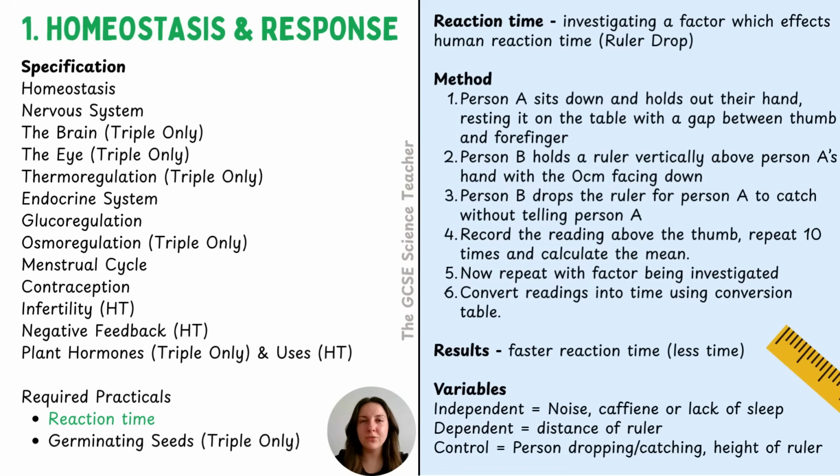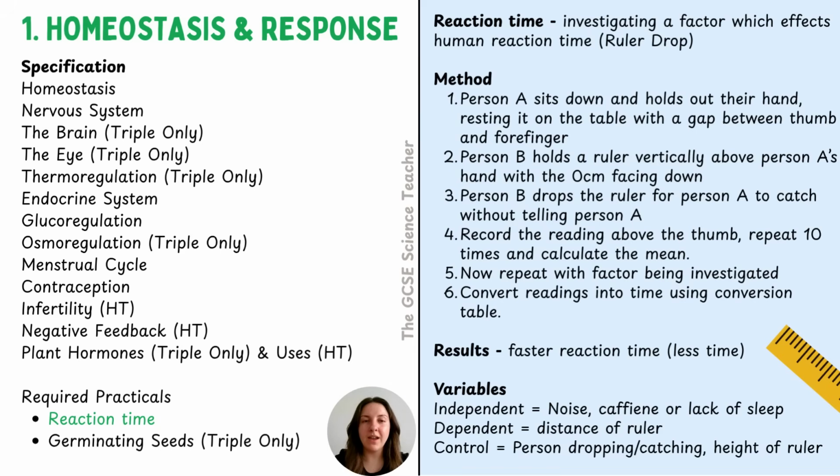Next, factors that affect human reaction time, sometimes called the ruler drop test. Let's talk about the method. Person A will sit down and put their hand out, resting their arm on the table, and have a gap between their thumb and forefinger. Person B will hold a ruler vertically above person A's hand with the 0 centimeters facing downwards. Person B will drop the ruler for person A to catch without telling person A. They then will record the reading above the thumb and repeat 10 times and calculate the mean.